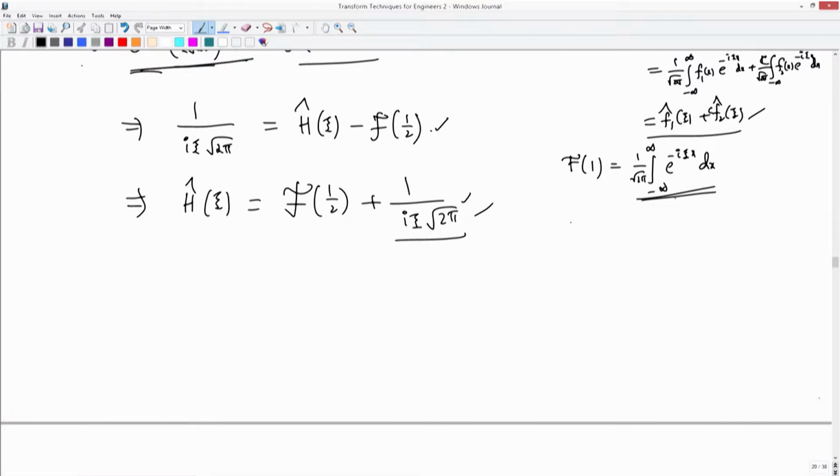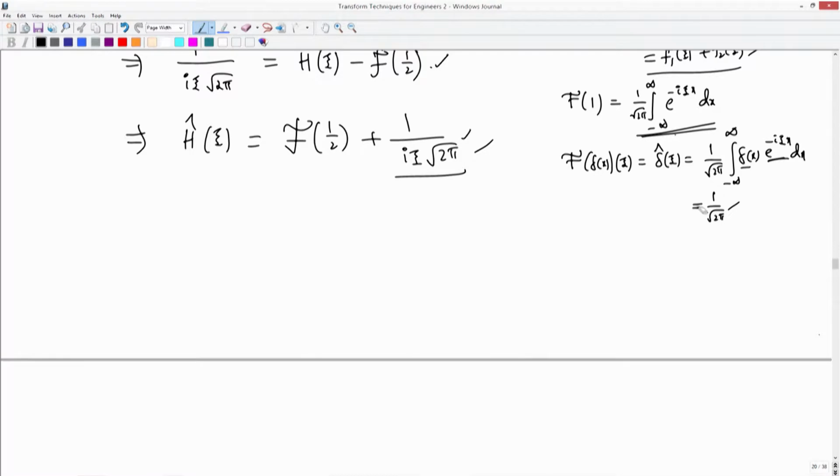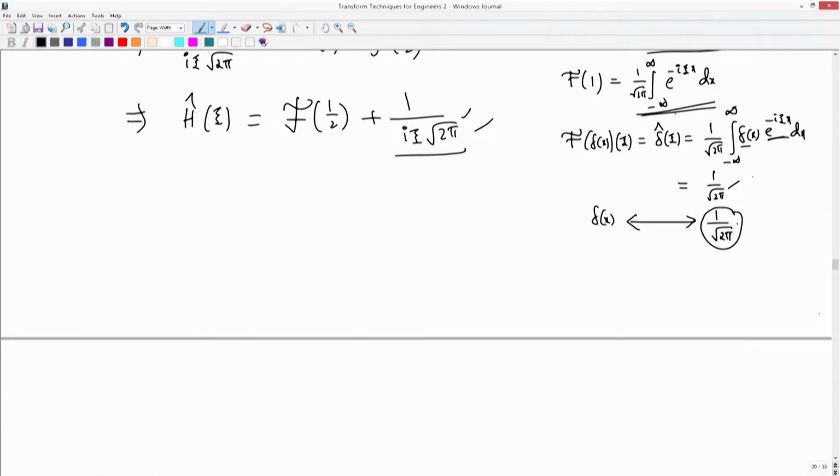So I start with the Fourier transformation of the delta function, which is a function of xi, delta cap of xi. We have seen that this is 1 by root 2 pi times the integral from minus infinity to infinity of delta x e power minus i xi x dx. This is exactly the function value at x equal to 0, which is 1. So the Fourier transformation of the delta function is 1 by root 2 pi. If you take the inverse transform of this, you get back your delta function.